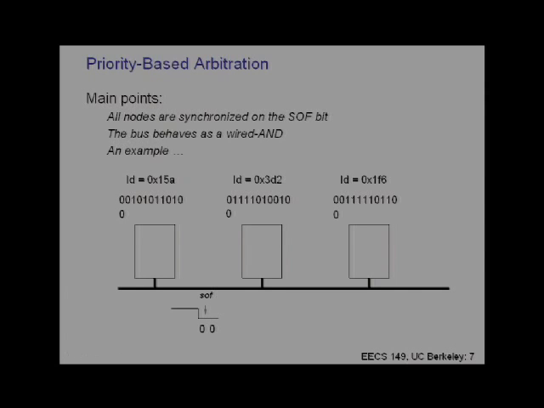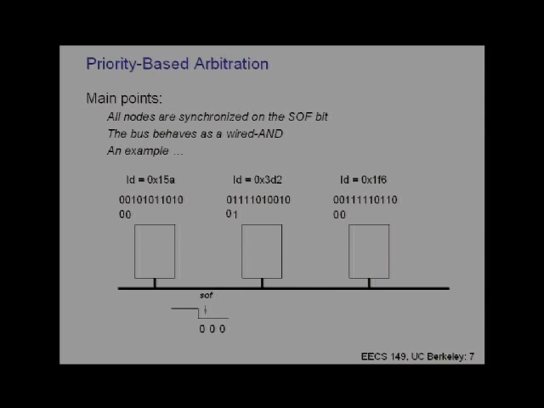Then they'll all put the next bit, which is 0 for nodes 1 and 3, and a 1 for node 2. Remember, the bus behaves as a wired AND, so it will pull this 1 to a 0. Node 2 will realize that it tried to put a 1, but the voltage value after a certain amount of time is 0. So it knows that it has to back off. It has lower priority than the other ECUs.